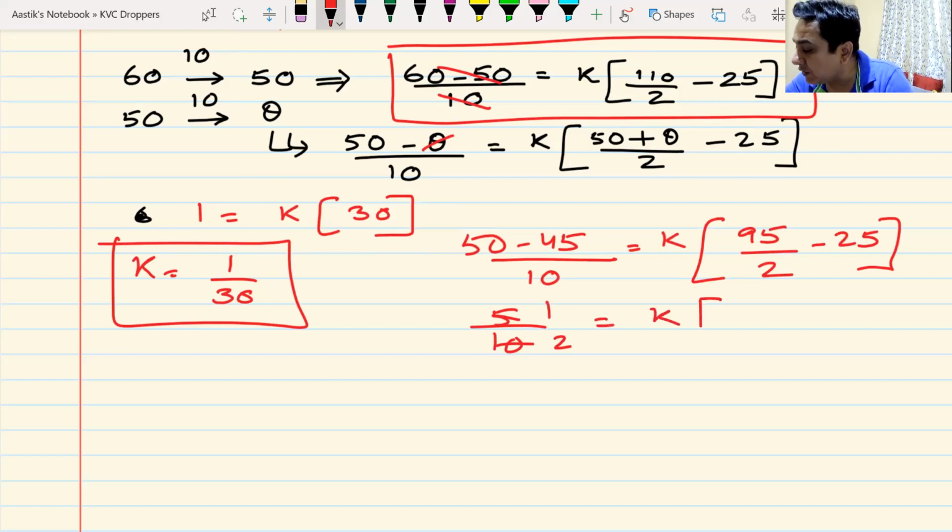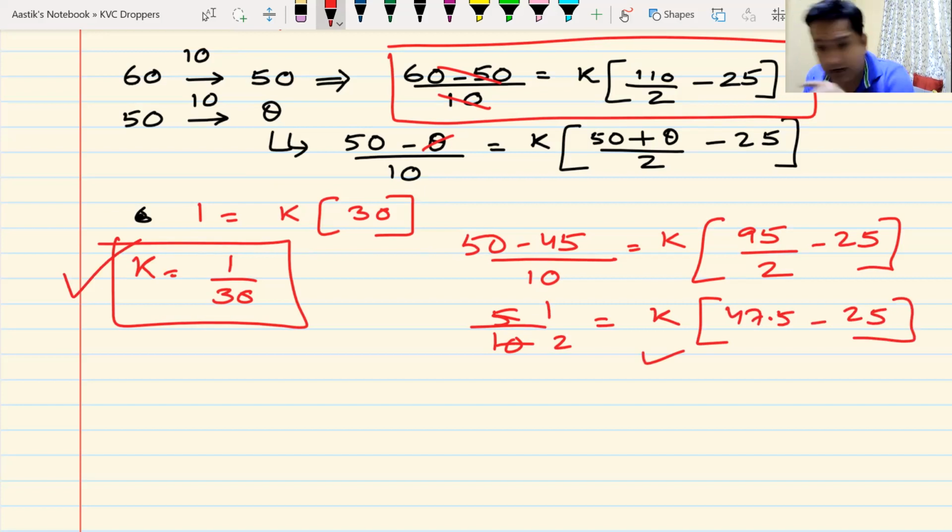This will be equal to k into 95 by 2. How much is 95 by 2? I think it's 47.5. Yes or no? 47.5 minus 25. Now see, this value of k and this value of k should come the same. Yes or no? Are they coming the same? They will not come the same, because this minus this will be 22.5. 22.5 multiplied by 2 is 45. So probably from here I will get the value of k as 1 by 45. Yes or no?